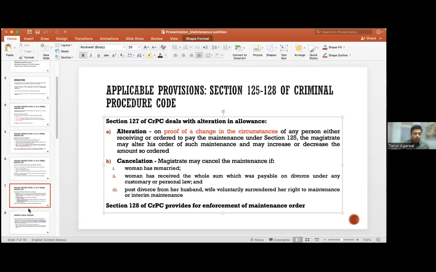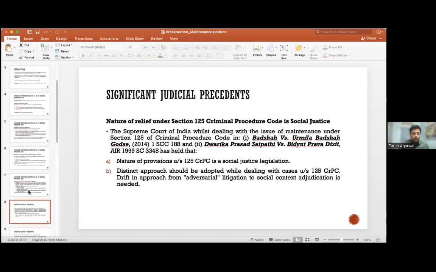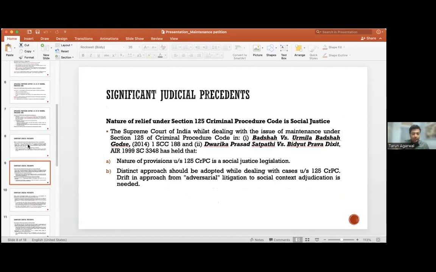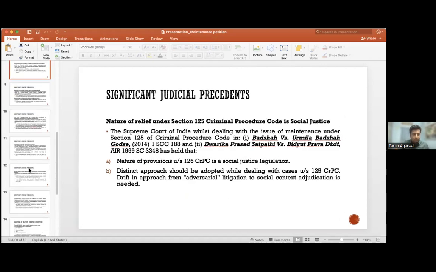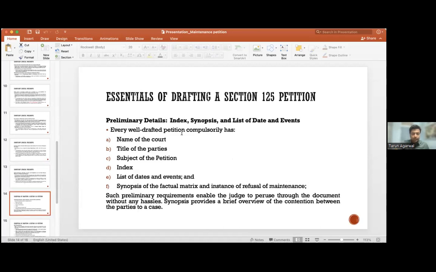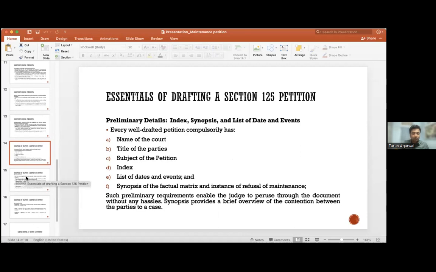Now, if all of you have understood so far, then we can move to how to draft. So basically, the next slide deals with the significant judicial precedent, but I'll come to that later. Before that, I want to take you straight to what a basic draft looks like, because this is very important. I'm sure all of you are well equipped to do research, and so we'll come to that later if time allows us.